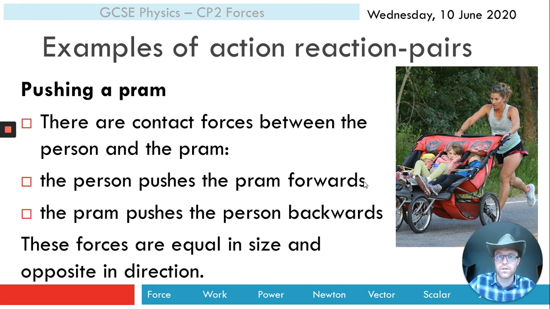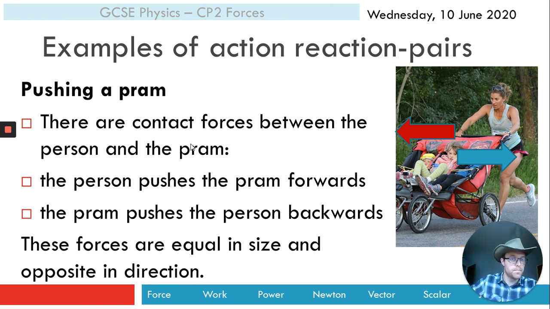Let's have some more examples of action-reaction pairs. Okay, pushing a pram. Here's a lady doing a marathon with a pram. Very impressive. So she is pushing the pram forwards, of course. Now the pram is also pushing backwards on her. That's why you feel a force pushing backwards as I'm pushing forwards. These forces are equal in size and opposite in direction.